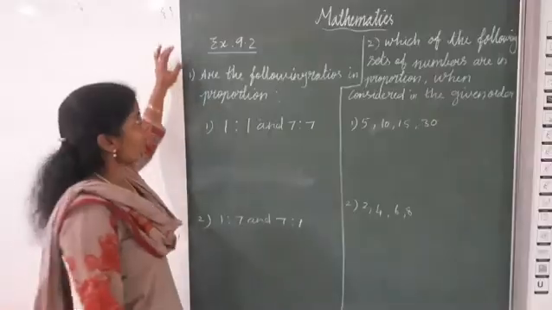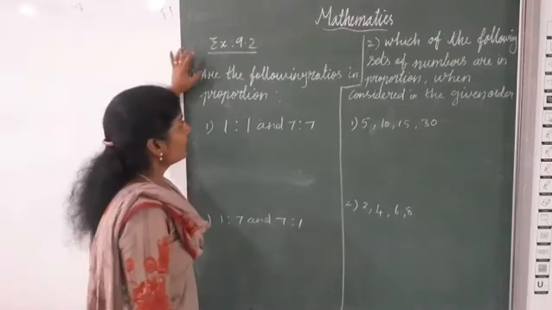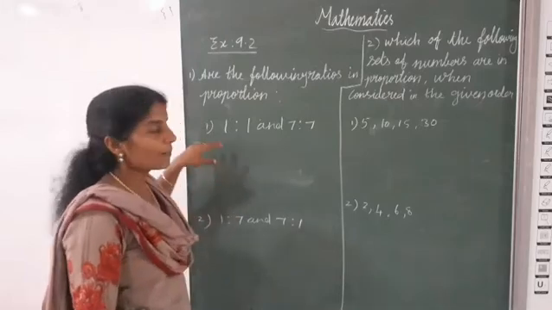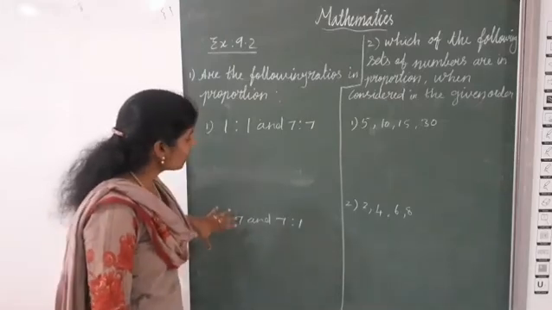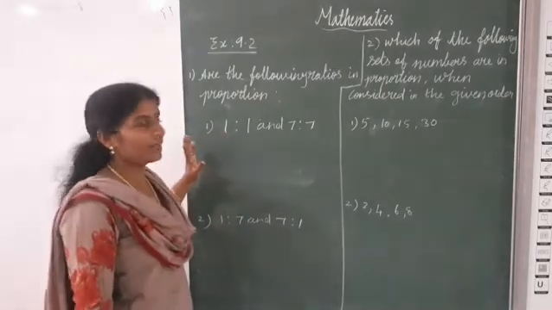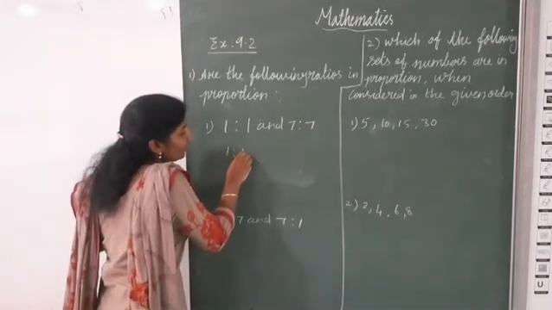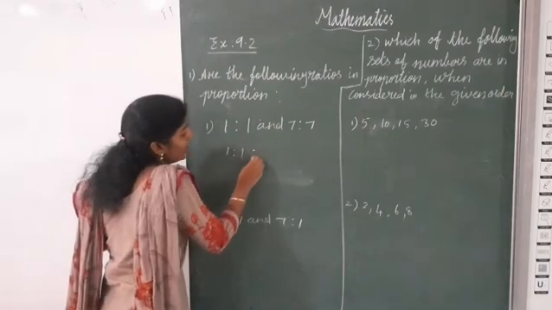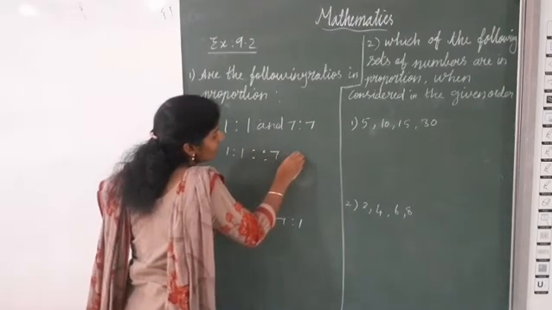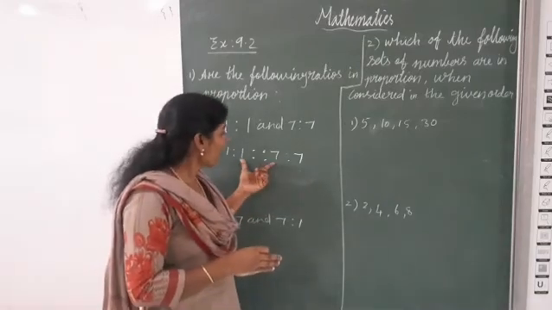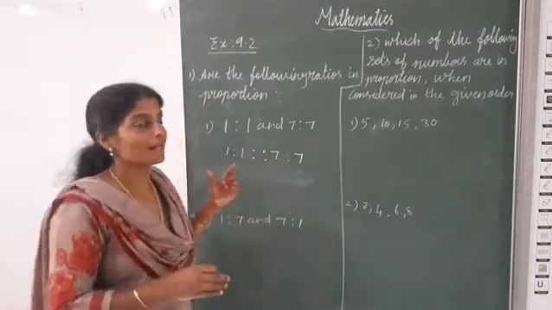Clear? Now exercise 9.2. Are the following ratios in proportion? Two ratios are given, and we check whether they are in proportion or not. Now listen here, 1 is to 1. We can write in proportion form as 7 is to 7. If this is a proportion, the product of means is equal to the product of extremes.